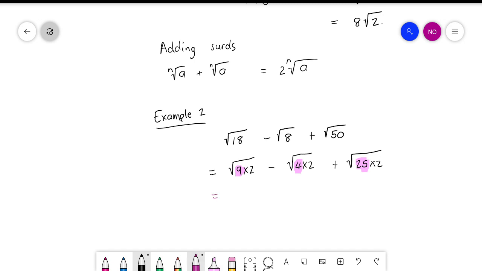hierdie kan ek skryf as 3 wortel 2 minus 2 wortel 2 plus 5 wortel 2. But you need to show me this step. So you can go and check this step on your calculator. But you need to show me that middle step. Okay, and now all of those can be seen as like terms. So julle almal het 'n wortel 2 in. So ek kan sê 3 minus 2 plus 5 gee vir my 6 wortel 2.